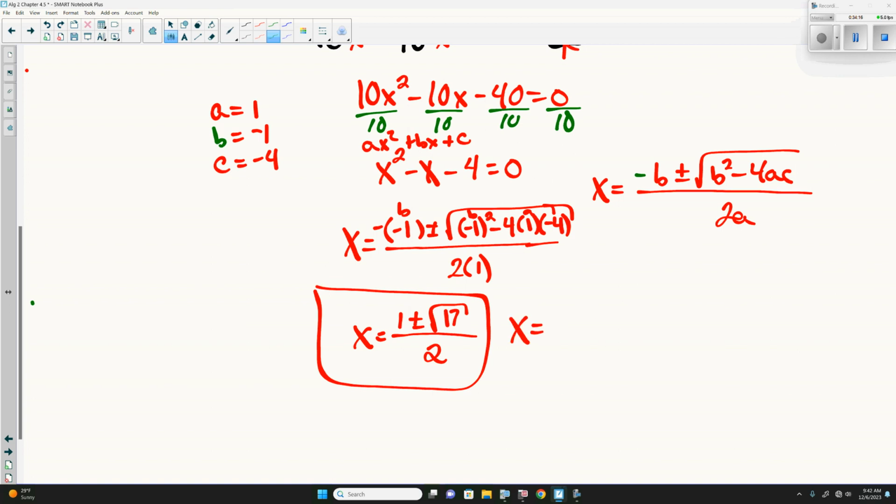And we also have that x is negative 1/2 and x is 3/5. So the rational root theorem gave us the two additional ones that we couldn't just find here. And then the other two were our 1 plus or minus the square root of 17 over 2. And that's it. Questions on this here?